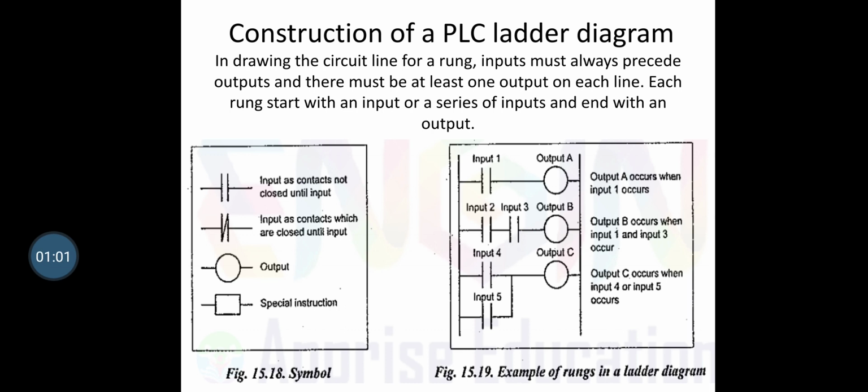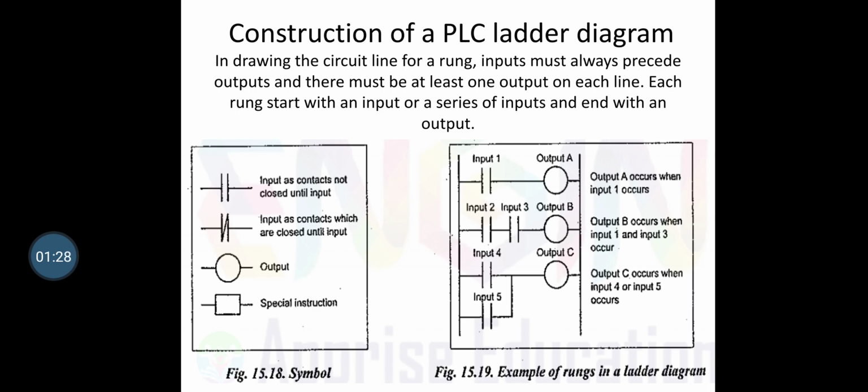Next, the construction of a PLC ladder diagram. In this drawing, the circuit line for a rung, input must always precede outputs and there must be at least one output on each line. Each rung starts with an input or a series of inputs and ends with an output.